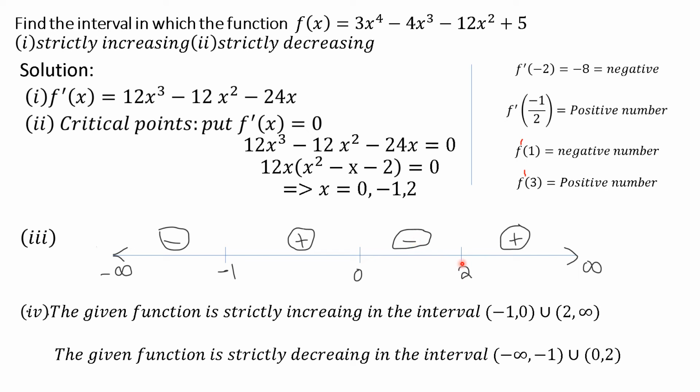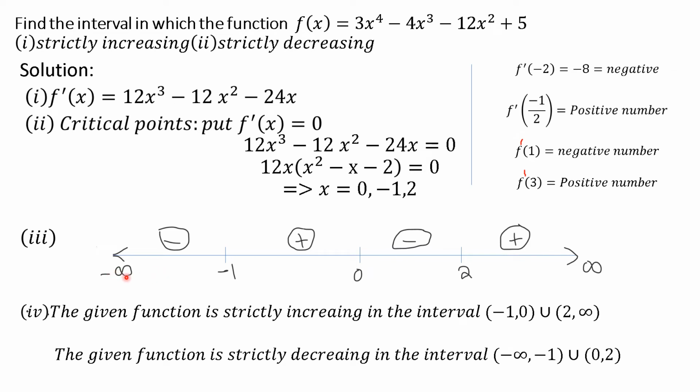In the interval 2 to infinity, take any number between the interval. Here I have taken 3, or you can take 4, 5, 6, whatever number you like, but that number should be in this interval. Substituting the value of 3 here, you will get a positive number. See here, substituting the values one by one.